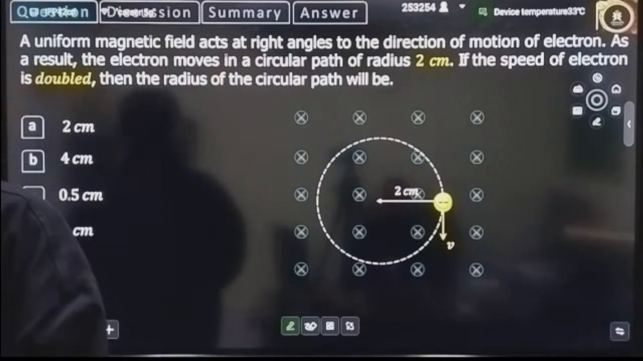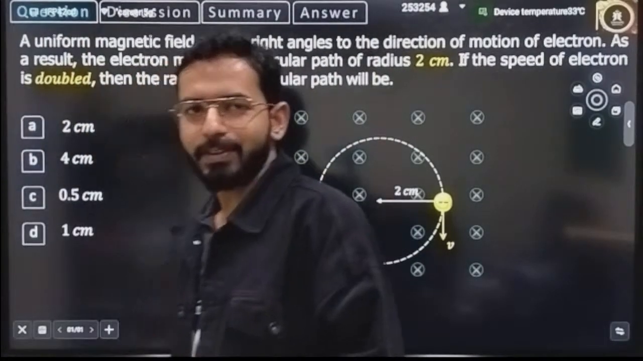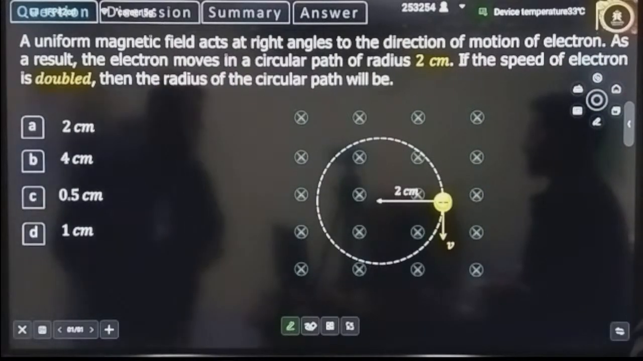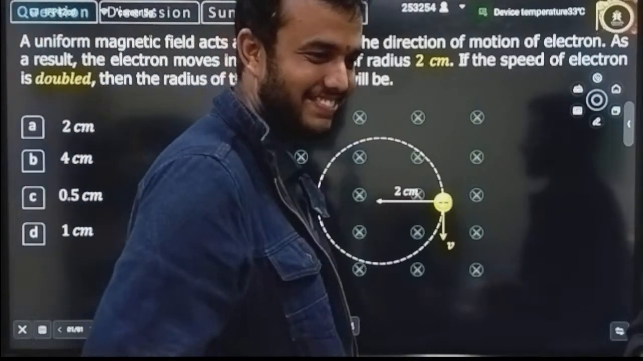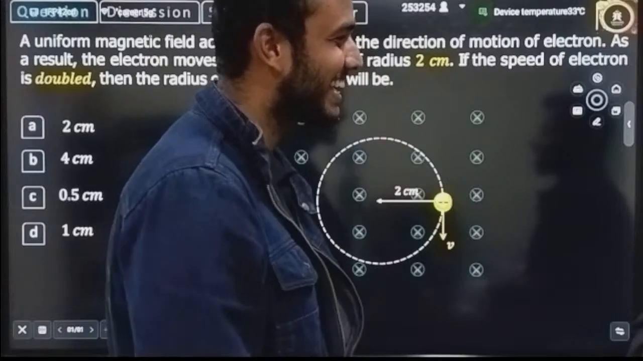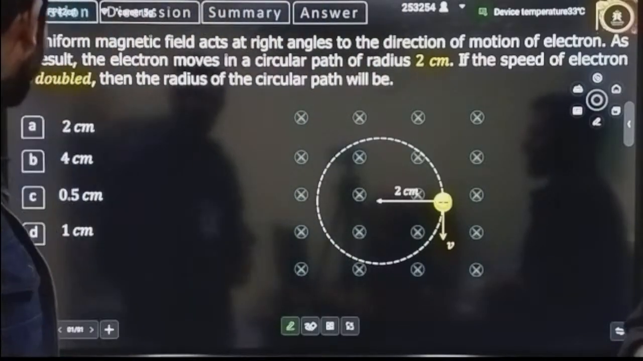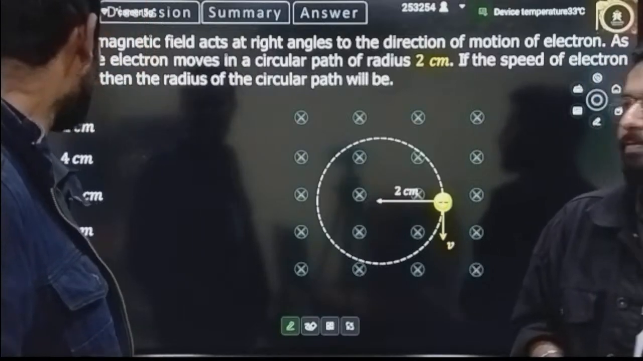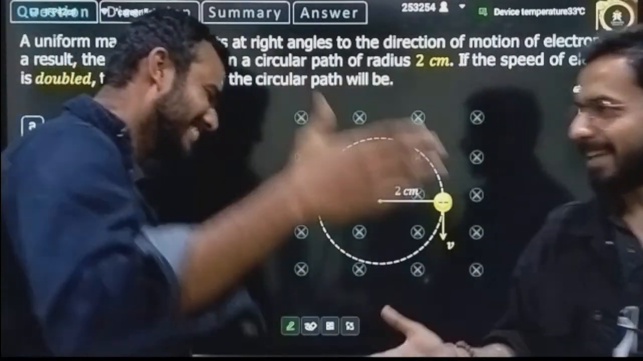Subhasa is making a raid into our class. Okay, we don't want the students to be learning peacefully. No sir, I am not doing that, I simply came here. What are you discussing, sir? Just simply a question, sir. Which topic, sir? Magnetism, sir. Oh, my favorite topic. Tell me.